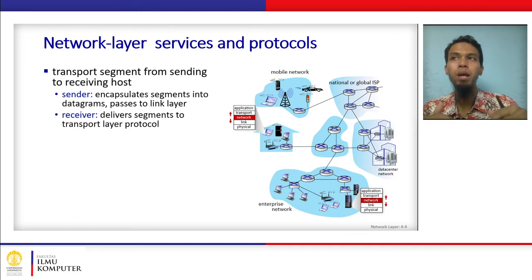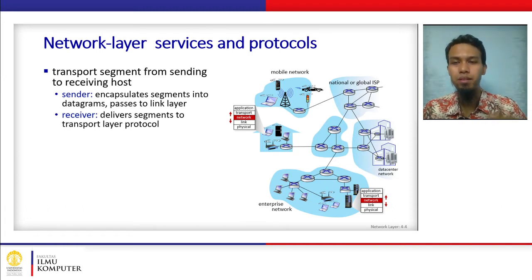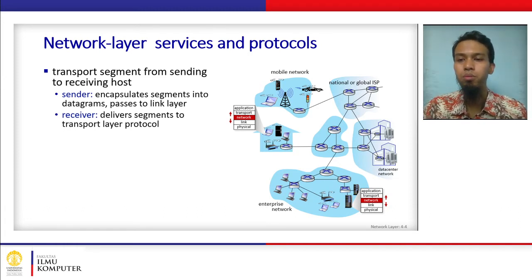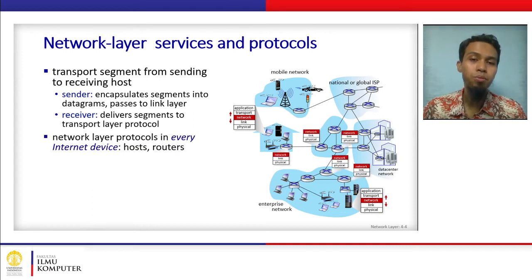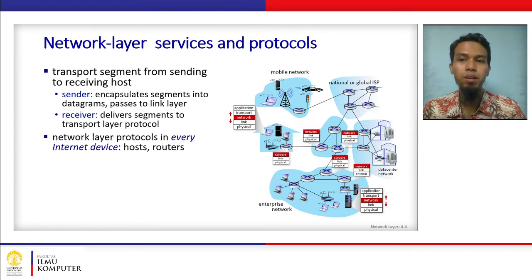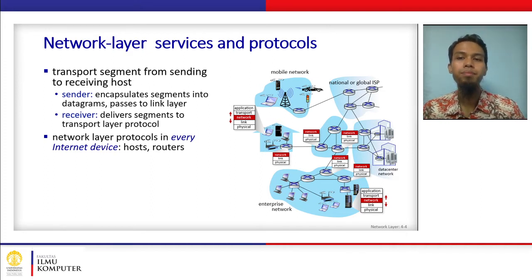Okay, so basically what happens at the network layer, it decapsulates the IP headers and then delivers it to the transport layer. Okay, now, as I said before, when we talk about the transport layer, they are sitting only at the end devices. But now, the function is already happening at every internet device, hosts and routers, especially hosts and routers.